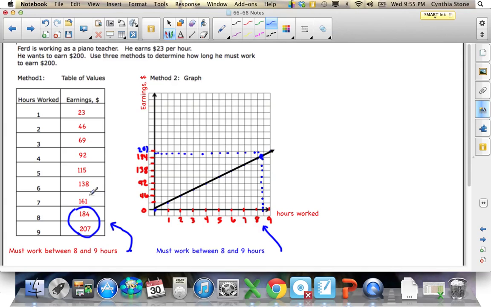So if he wants to earn $200, well, we can't really get a precise answer from in here, but you can say he's got to work between 8 and 9 hours to earn his $200, right? Because at 8 hours it's 184, at 9 hours it's 207. So we don't know exactly how many hours, but we know it's between 8 and 9, and that's the best we can do. And really a graph is exactly the same.